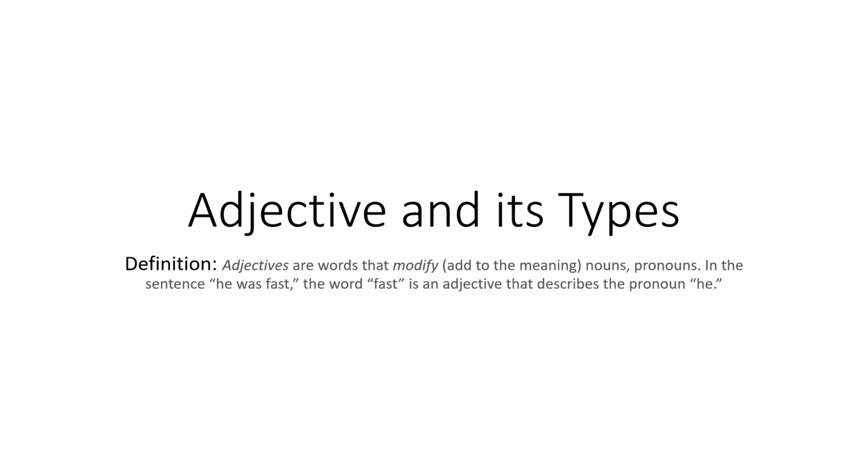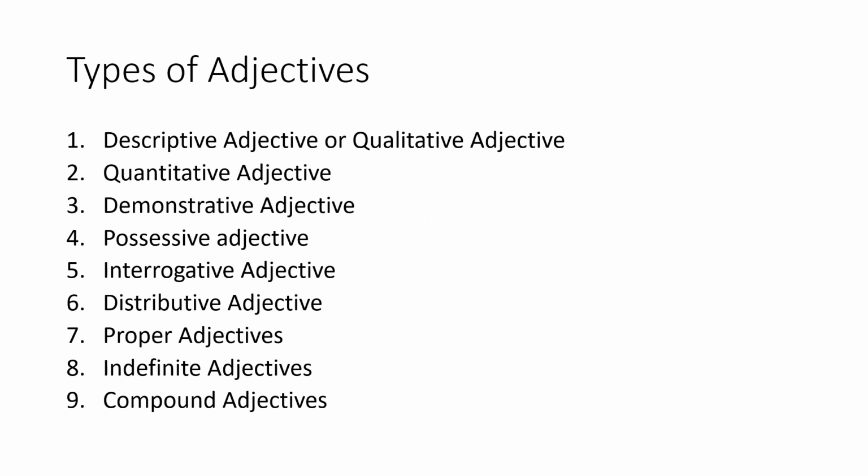By definition, we can see that adjectives are words that modify, or we can say that add to the meaning of nouns, pronouns. In the sentence, he was fast, the word fast is an adjective that describes the pronoun he. So we see in the next slide about the types of adjectives.